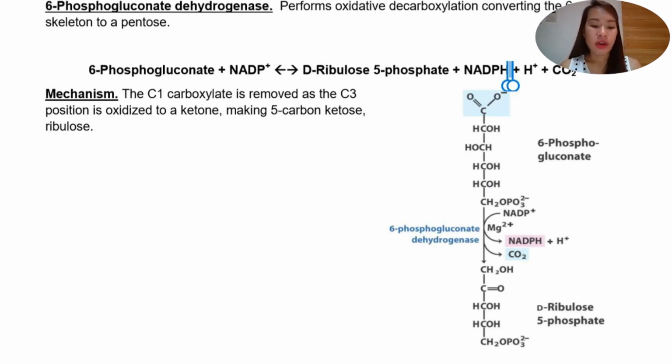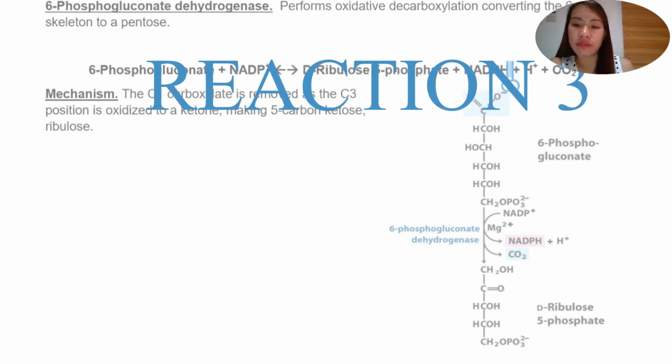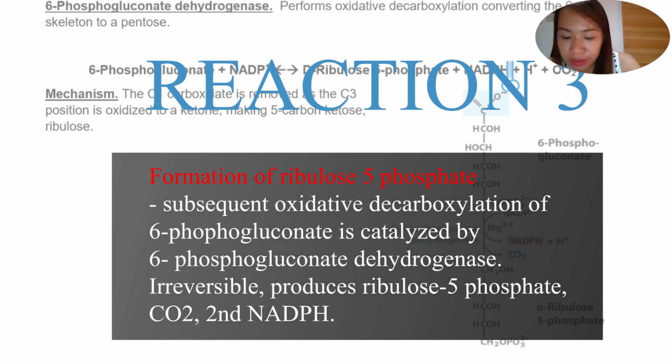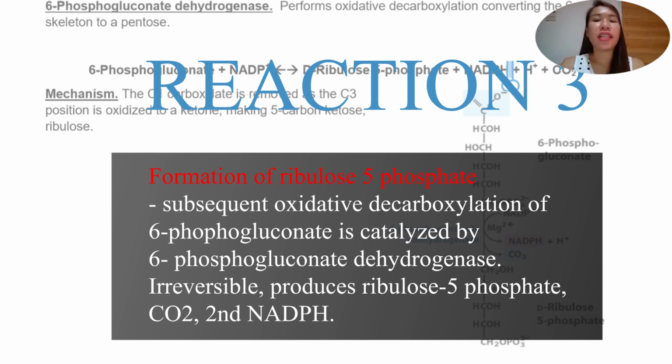Now, let's move on to the next reaction. So in this reaction class, we have the third reaction, which is the formation of ribulose phosphate. Okay, so here, subsequent oxidative decarboxylation of 6-phosphogluconate is catalyzed by 6-phosphogluconate dehydrogenase. Okay? So, this is also irreversible. As we said, this is the third reaction of the oxidative phase. Therefore, it is irreversible. So, it produces ribulose 5-phosphate. Yes. It also produces NADPH, which is the second NADPH, and carbon dioxide. So, this is our third reaction in the oxidative phase.